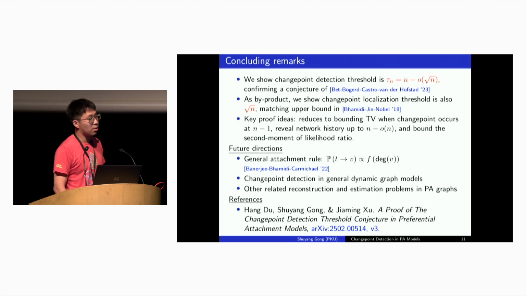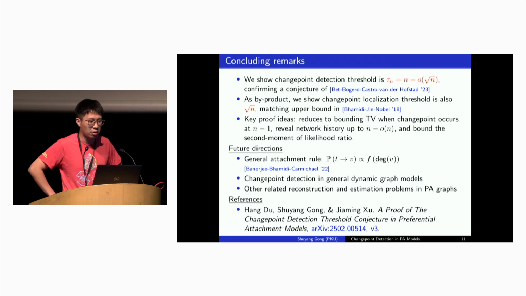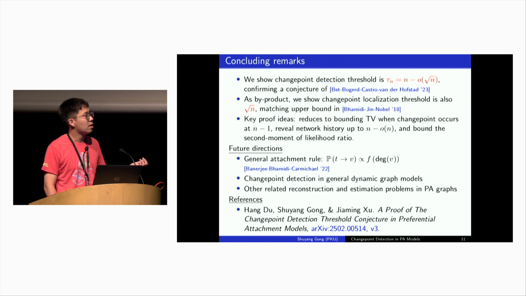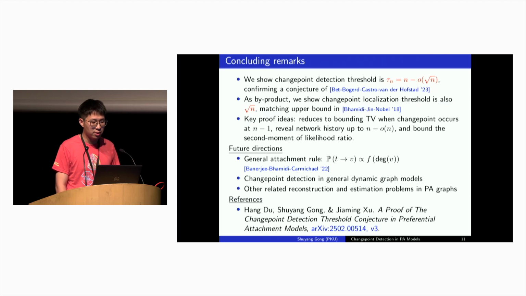Okay, that's about the proof. Now let me make some concluding remarks and future directions. We show that the change point detection threshold is n minus little o of square root of n. This confirms the conjecture of Bubeck, Mossel, and Racz. We can also show that the change point localization threshold is also square root of n. The key proof idea is to construct a sequence of measures and bound the TV distance between each pair. For future directions, in our case it's a linear f, but you may consider other general functions.